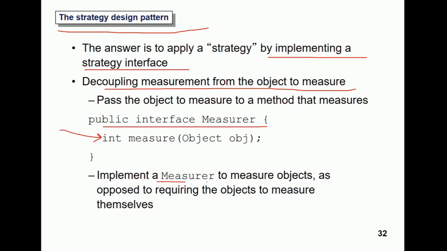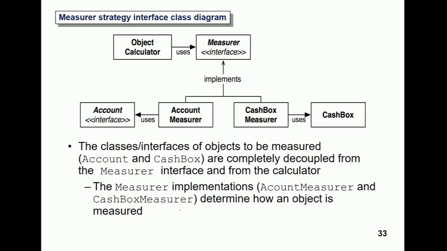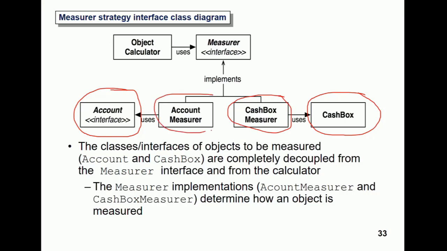So we implement a measurer to measure objects, as opposed to requiring the objects to measure themselves. Okay, so that's the general idea behind the strategy design pattern. So this is basically what you do. Here's my Cashbox class, here's my account interface, and what you do is you create a measurer class. So this is my strategy design pattern.